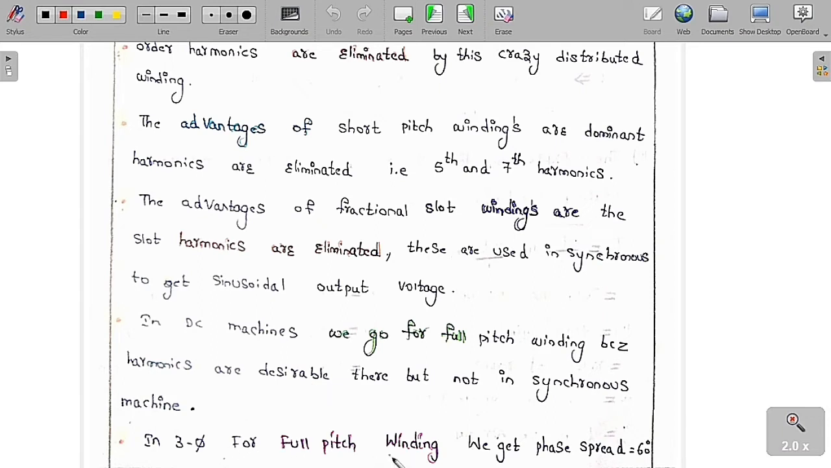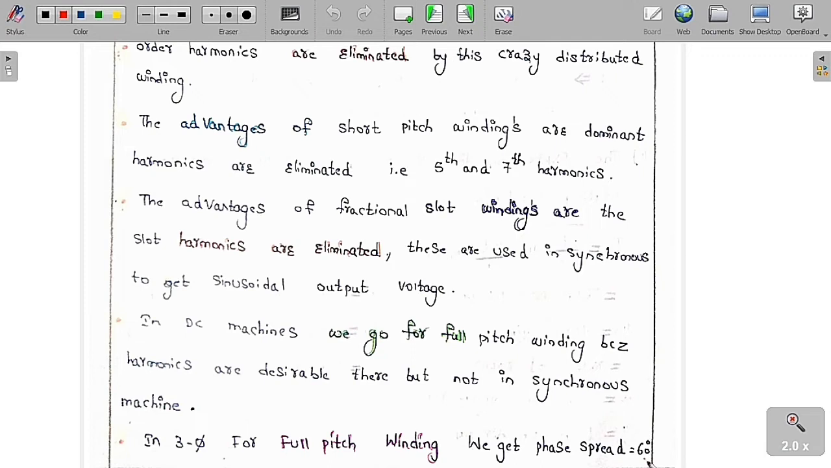In three phase, for full pitch winding, we get a phase spread equal to 60 degrees. 60 degrees is also called the narrow phase spread. I have already told you this important point.